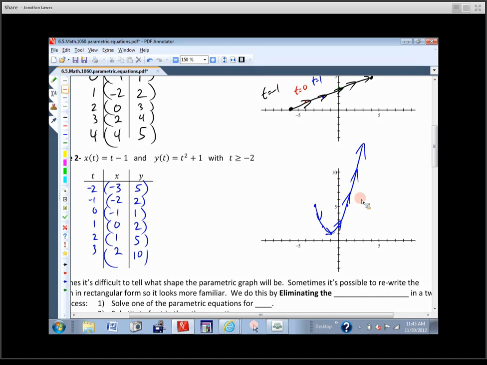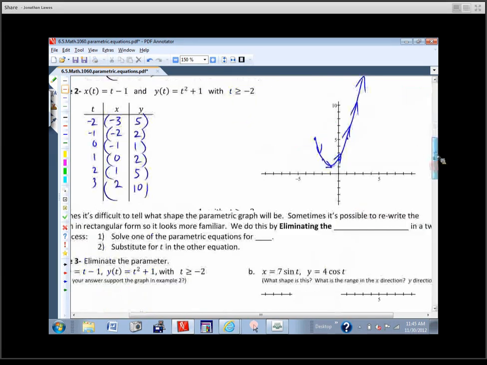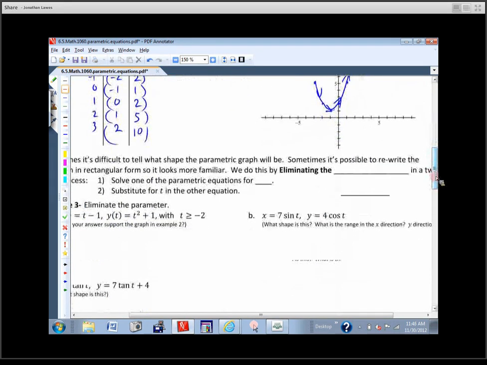It's not the whole parabola though, is it? Nope. And that's the interesting part about parametrics. You can create the same shapes that we can make in rectangular form, but we can just make parts of them. Just like up here, this is just a line, we just had part of a line. So we have a lot of control over the shape, where it starts, where it stops, how we create it, and that sort of thing.